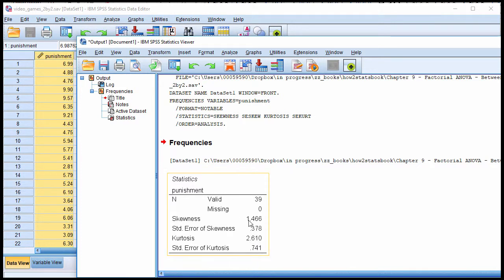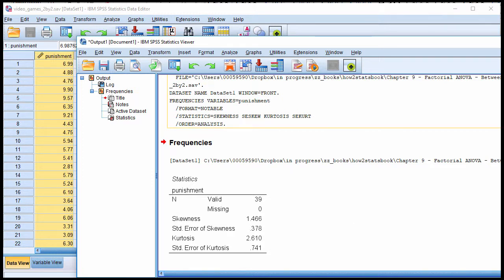So don't divide 1.46 by the standard error of skew to test it for statistical significance. As far as evaluating the assumption of sufficient normality in the ANOVA context, you don't have to do that. Just look at the absolute value. And in this case, 1.466, yes, it's lower than the absolute value of 2.0, but that's not technically the level of analysis at which you should be evaluating normality.